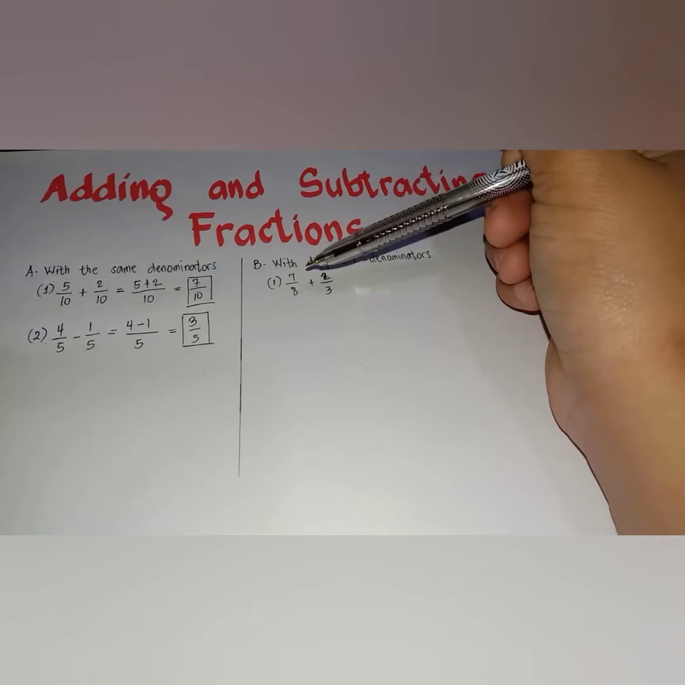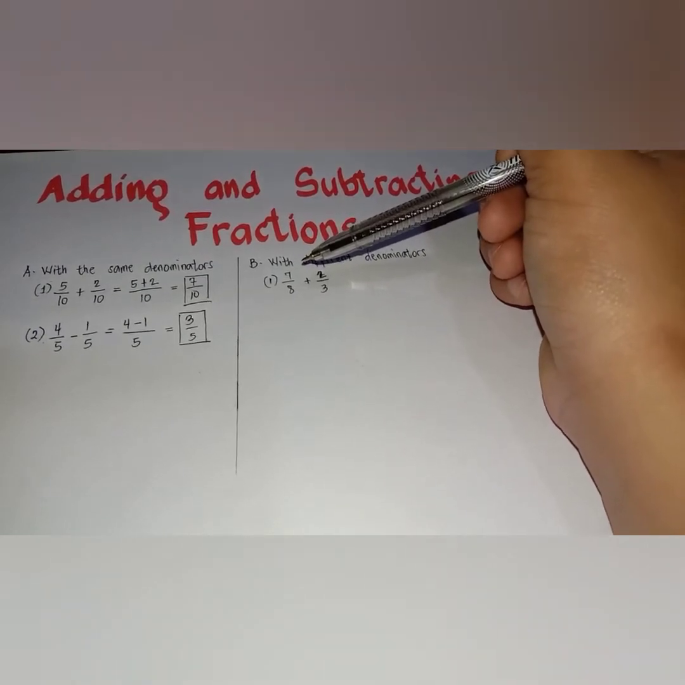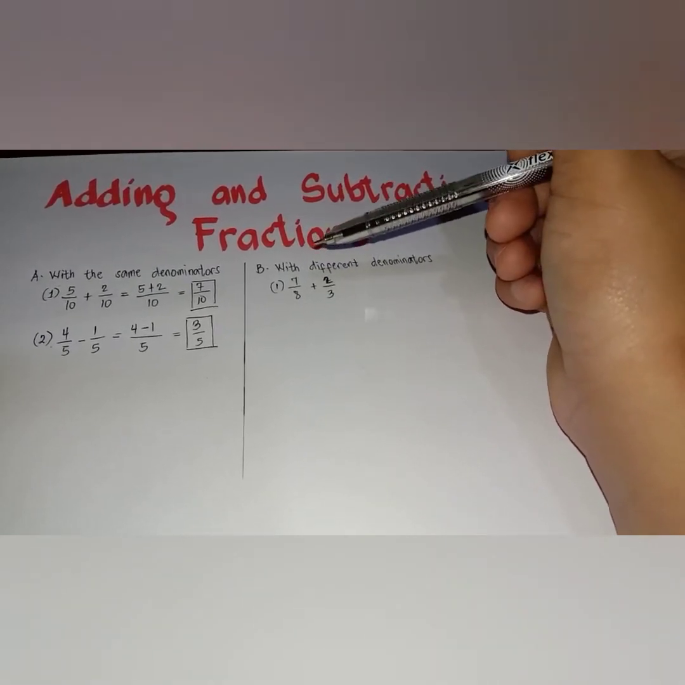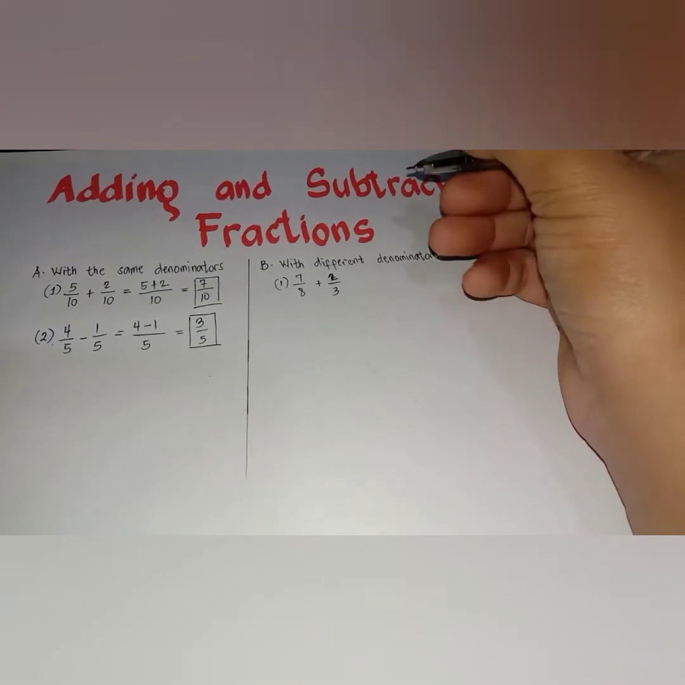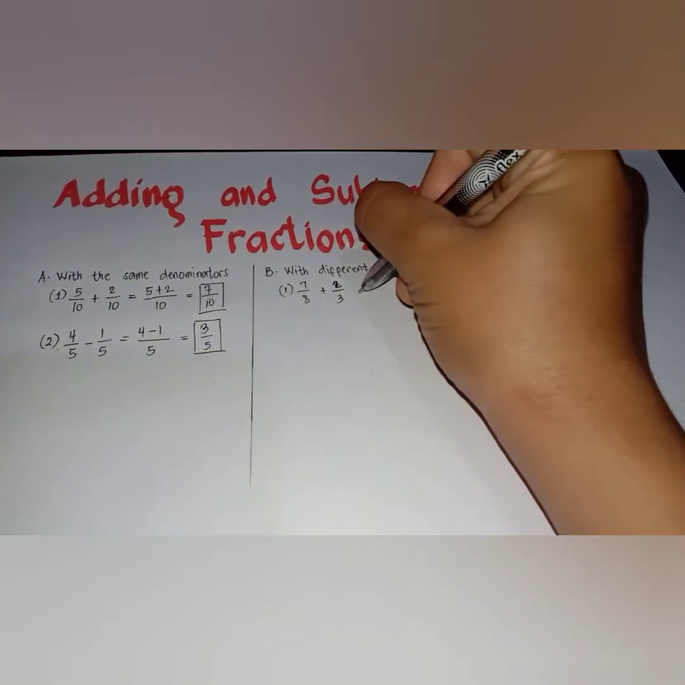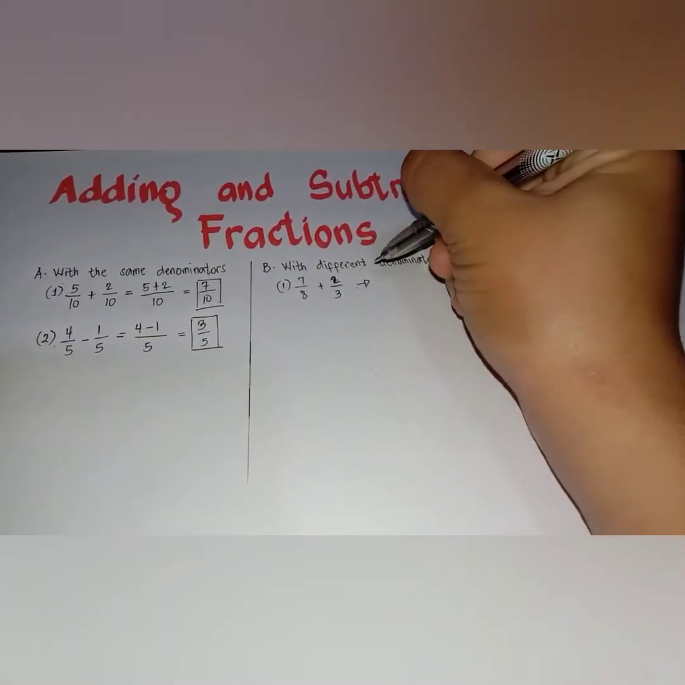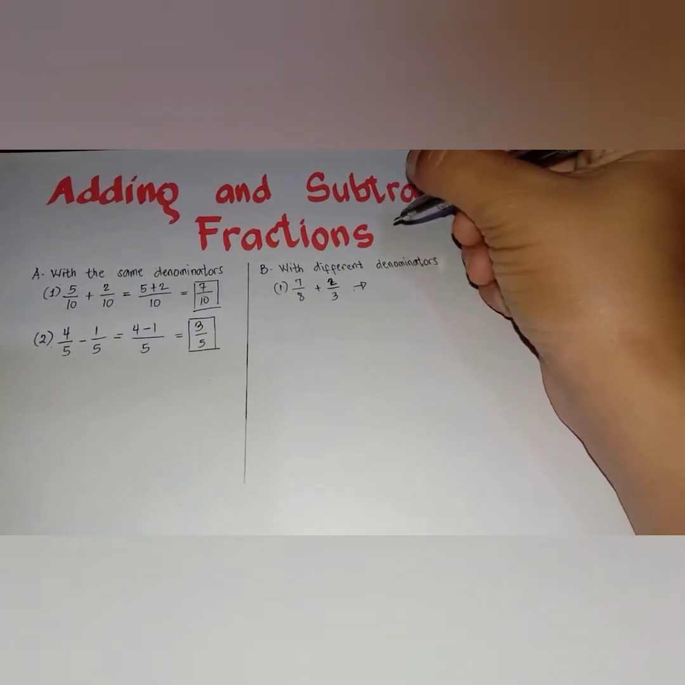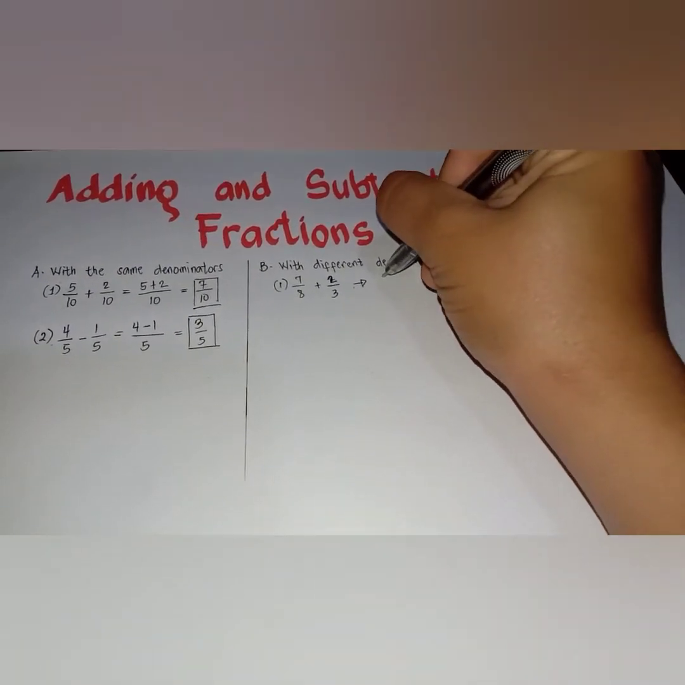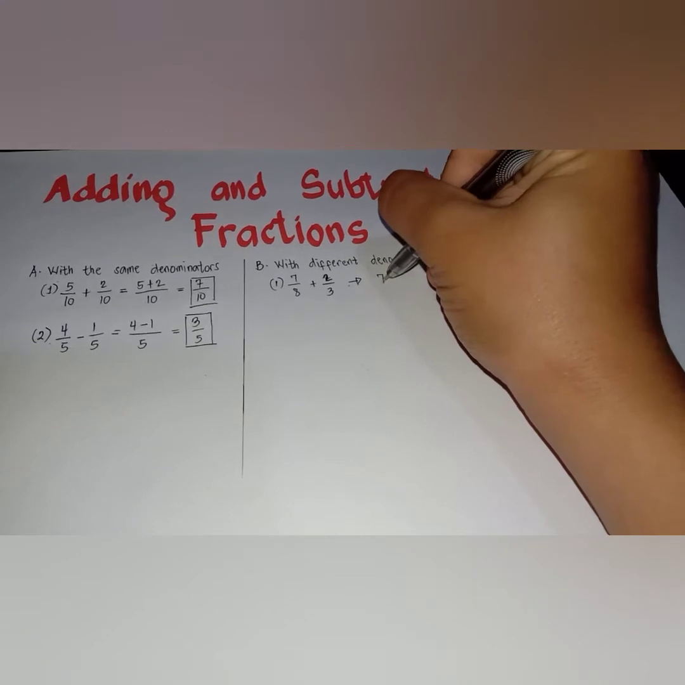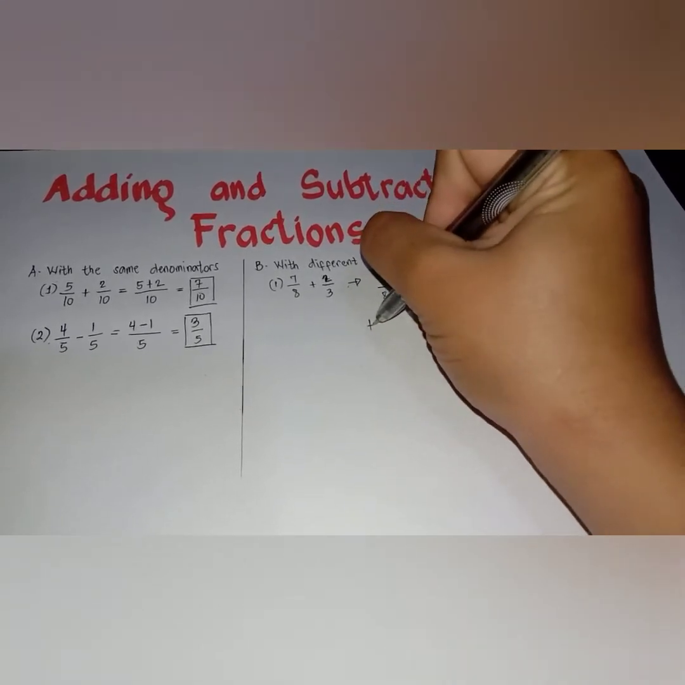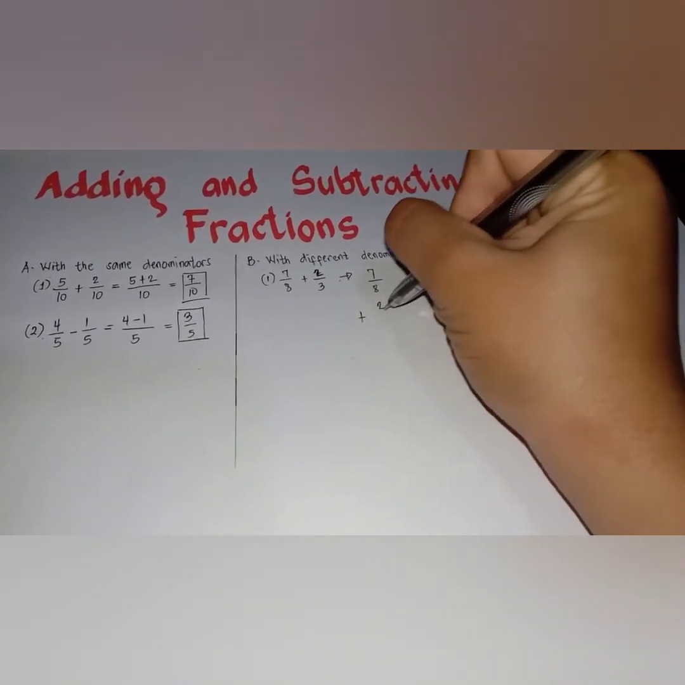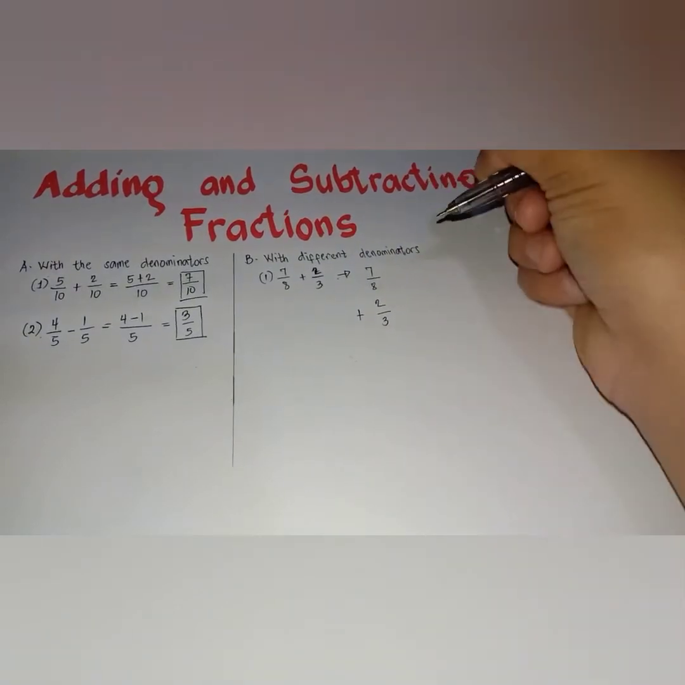Next, let's add and subtract fractions with different denominators. To add fractions that have different denominators, you can write the fractions as equivalent fractions that have like denominators. Now let's find the equivalent fractions that have like denominators of 7 over 8 and 2 over 3.